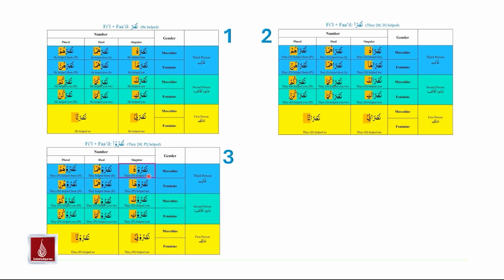Nasaruhu. Please note that when we are writing nasaruhu, we are not writing the alif that is included in nasaru. When we are writing nasaruhu or nasaruhuma, we are going to exclude the alif of nasaru. Nasaruhu, they helped him, referring to plural and masculine. Nasaruhuma, nasaruhum, nasaruha, nasaruhuma, nasaruhunna. Nasaruka, nasarukuma, nasarukum, nasaruki, nasarukuma, nasarukunna, nasaruni, nasaruna.